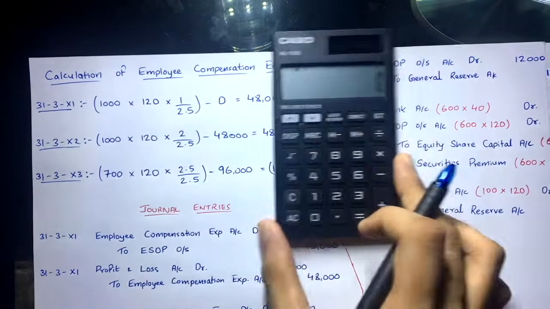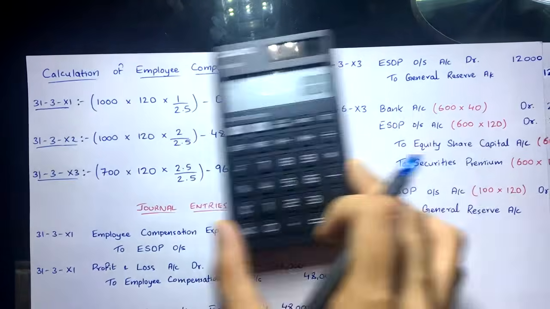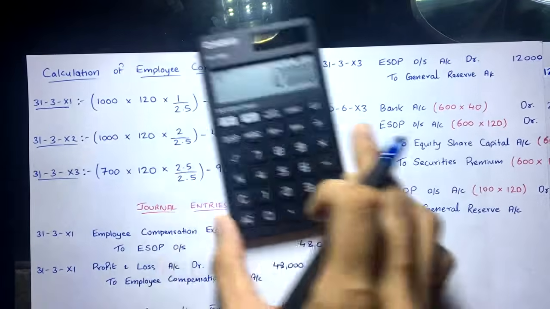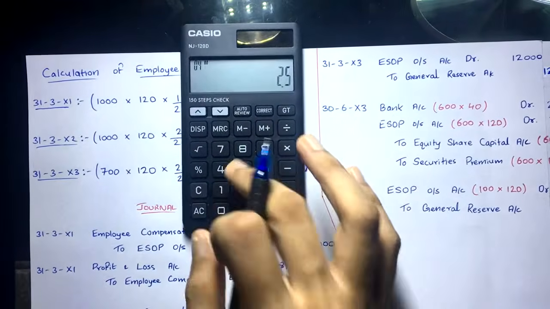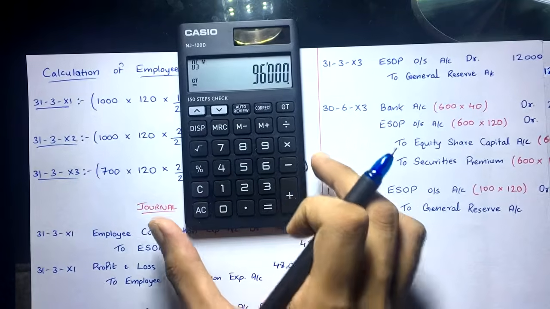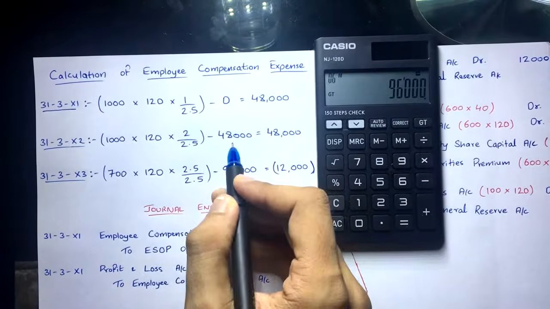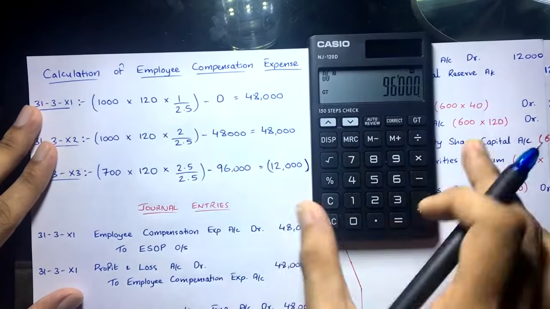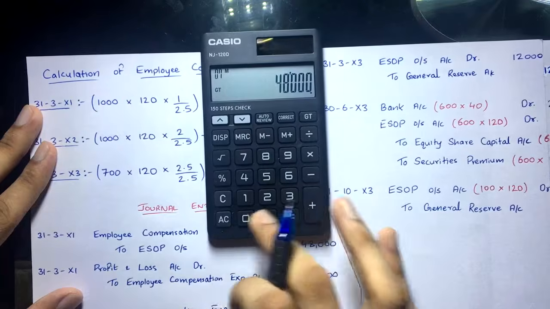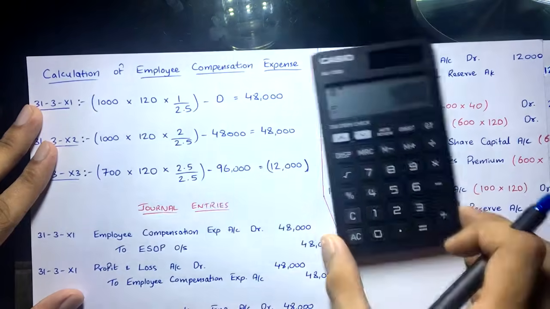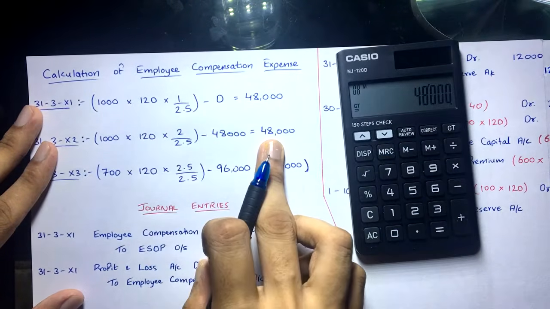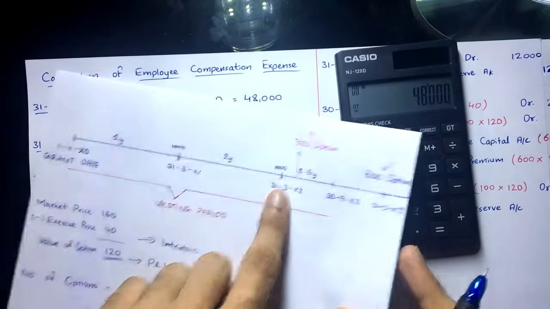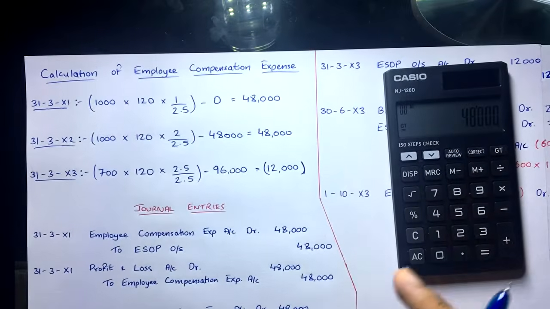So let's put that into calculator. See here, 1000 into 120 into 2 divided by 2.5, that is equal to 96,000. 96,000 minus the expense that has already been recorded in the P&L, that is 48,000, so that would be equal to 48,000 only. 96 minus 48 is 48, right? So in the second year also we will recognize employee compensation expense of 48,000, right? And then in the third year, what is happening?